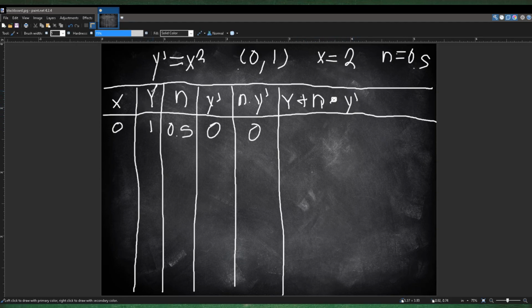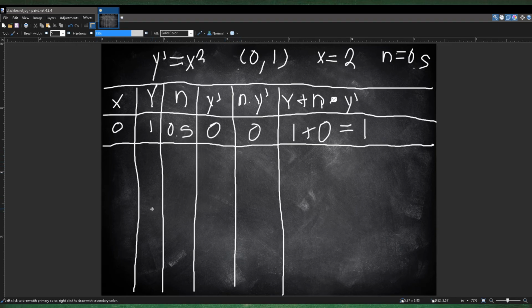Now it's just y plus n times the derivative of y. So it's basically this number, which is 1, plus this number, which is 0. So 1 plus 0 is 1. And that's basically going to become our new y. Okay, so that's going to finish one row. And now we're going to use our next one.